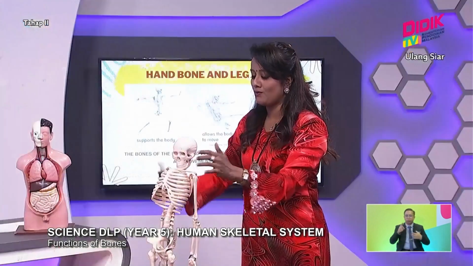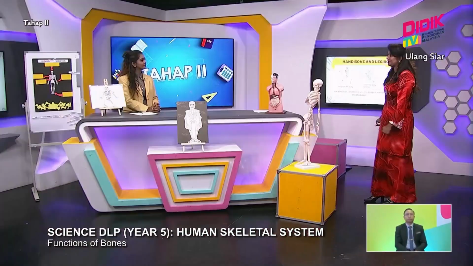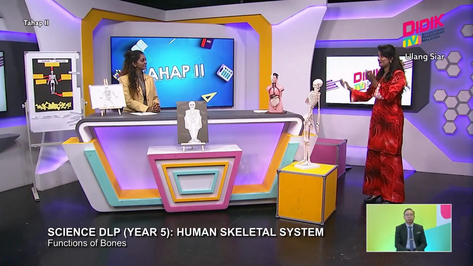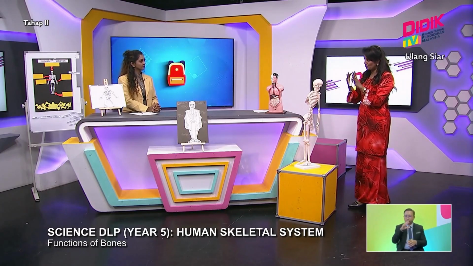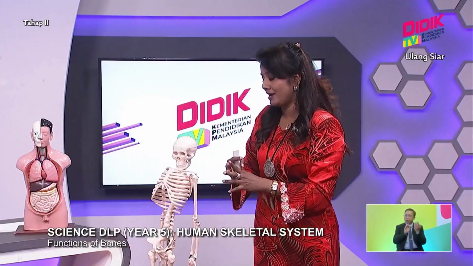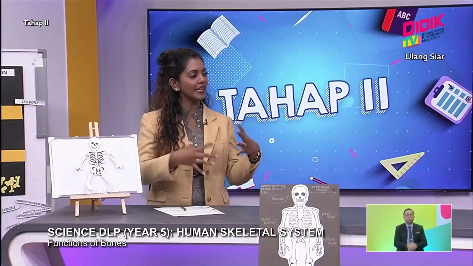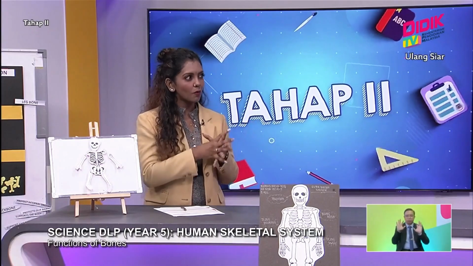Okay, 1, 2, 3, 4. One more is what? So that's finished. So these are the 5 bones that we need to know, and what are the things they do, the functions of the bones. All right, so the skull, rib, hand bone and leg bones. So we are going to learn a lot more about this, right?